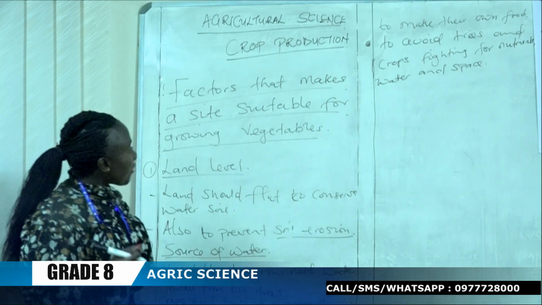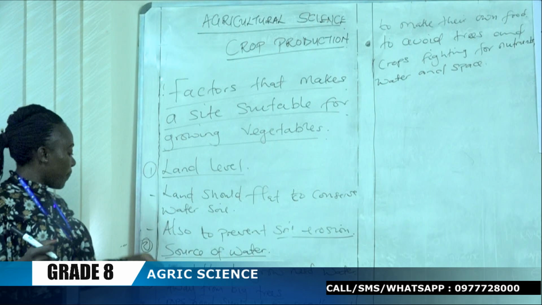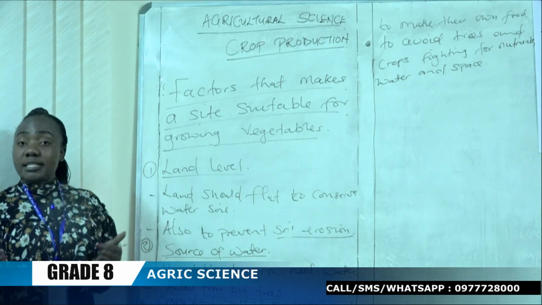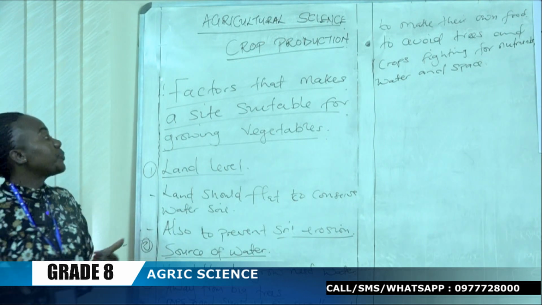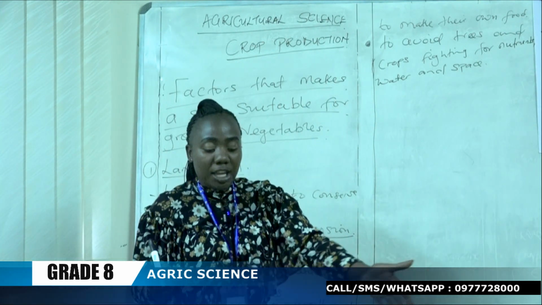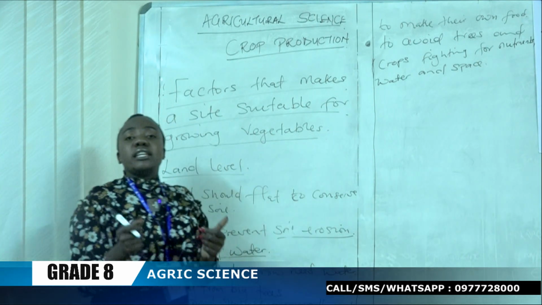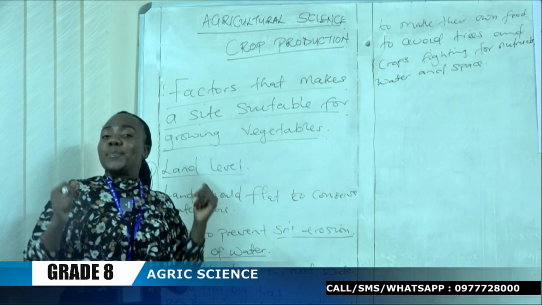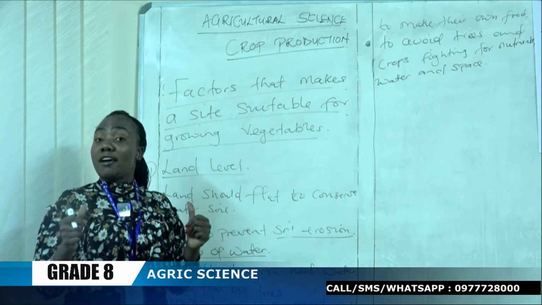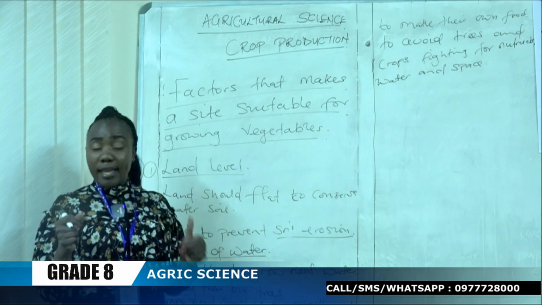Okay, so those are the two factors that fall under away from big trees. For crops to grow, they need sunlight to make their food. And also for crops to grow healthy, like you've seen them here, they need enough water, enough sunlight, enough space, and enough nutrients. Are we together?